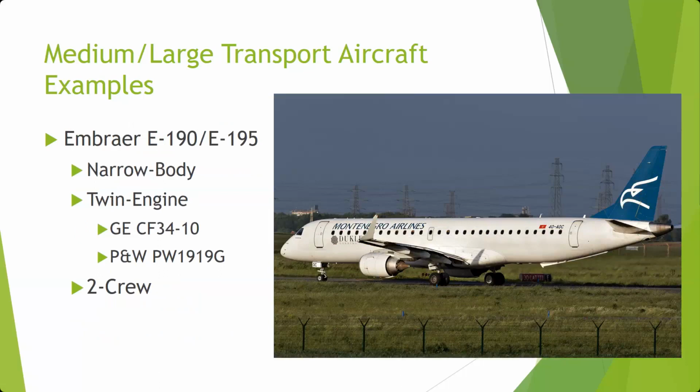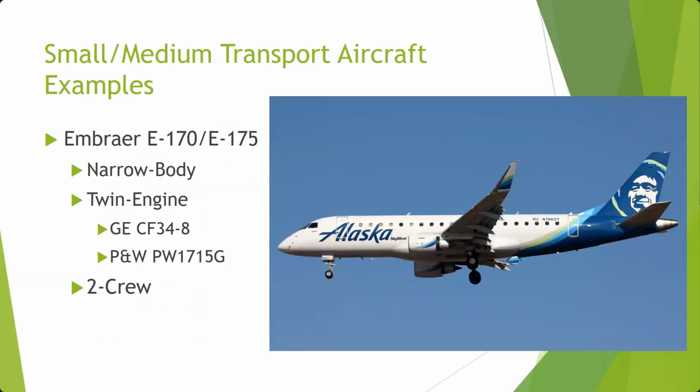Similar market, a little bit smaller. In this case, Embraer E195, narrow body, large regional, small, mainline type aircraft, twin engine. And these originally used the GE CF34, but now the newer versions of them use the Pratt Whitney 1900G, another geared turbofan engine, two crew, fairly high tech, not quite as high tech as the A220, but pretty close.